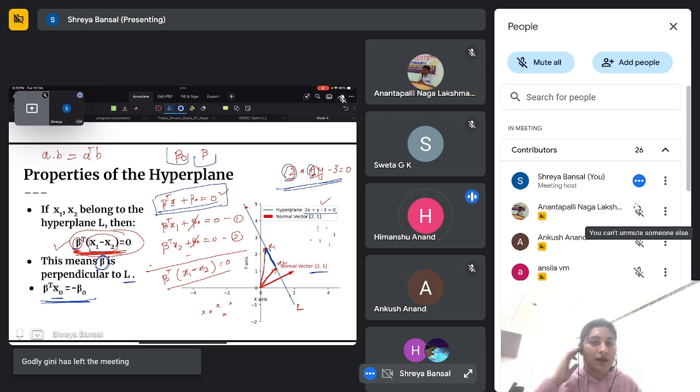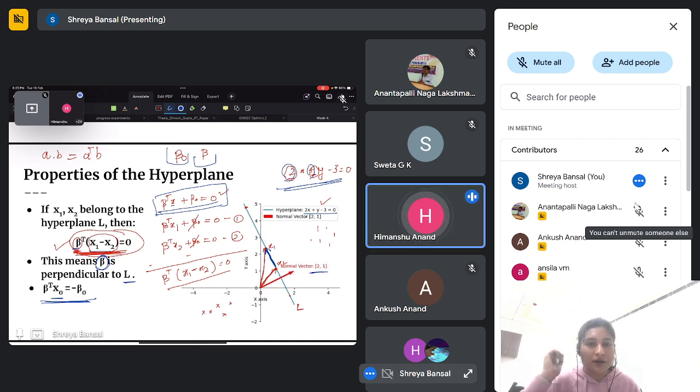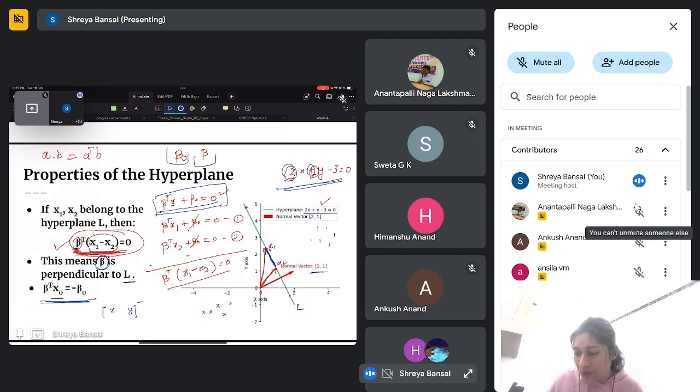How can you take the transpose here? You have written beta transpose. Look, transpose is like that. This is x and y, so this is written like this. If I am going to take its transpose, it will be like x and y.